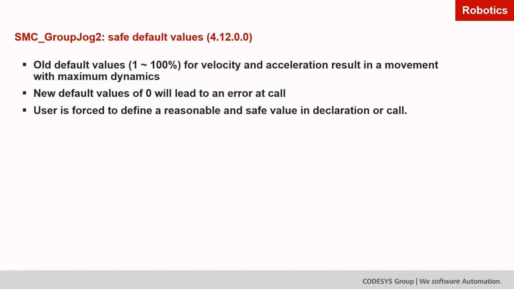Therefore, we have changed this behavior and the new defaults now are 0. This means that if you call the block without setting these inputs, you will get an error because speed and acceleration and so on are still 0. So you are forced to set values intentionally either during initialization or when calling the block. With this, we prevent unwanted high velocities when using this function block.